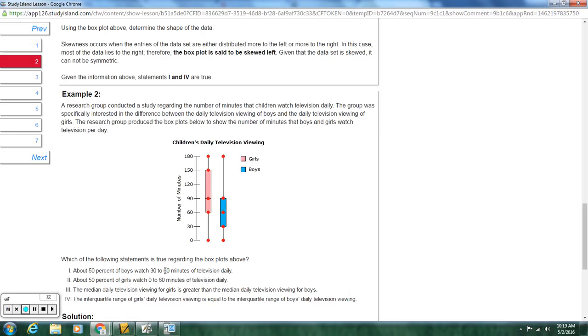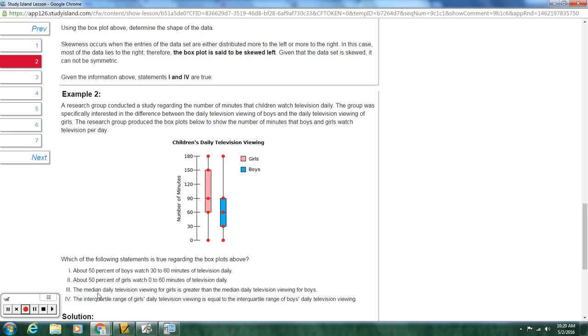Which of the following statements is true about the box plots above? About 50%. Now remember I told you, the box plot is divided into 4 parts, right? 25, 25, 25, 25. So about 50% of the boys, we're looking at this one, watch 30 to 60 minutes of television daily. So right here, 30 to 60. Is that 50%? No, that's actually 25%. So 1's not true. About 50% of the girls watch 0 to 60 minutes of television. Is that 50%? No, that's just 25. It's divided into 4 parts.